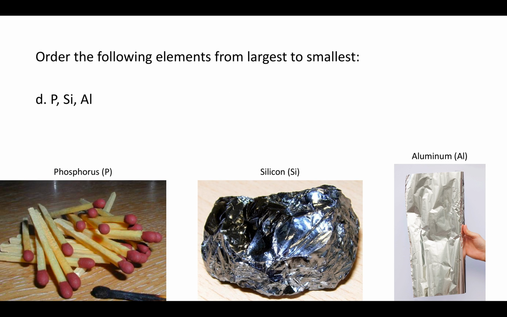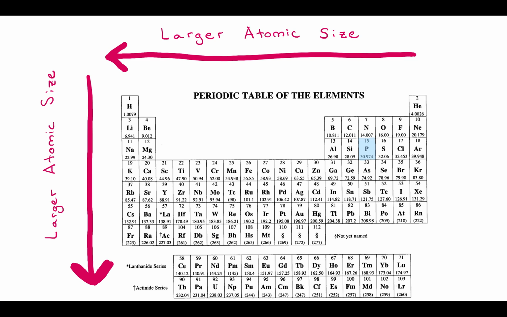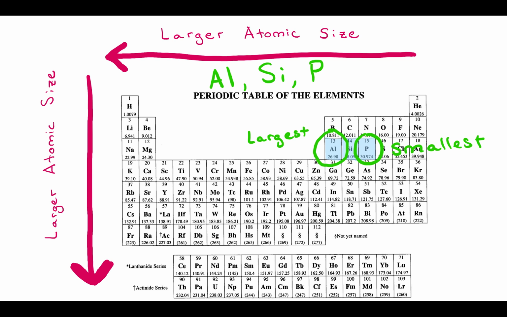How about phosphorus, which is the red substance on the end of a match, silicon, and aluminum? Phosphorus on the right side, just to the left of it is silicon, just to the left of that is aluminum. Because aluminum is the furthest left, it is the largest atom of these three elements. Because phosphorus is the furthest right, it's going to be the smallest. So ordering them from largest to smallest, you'd have aluminum, then silicon, then phosphorus.